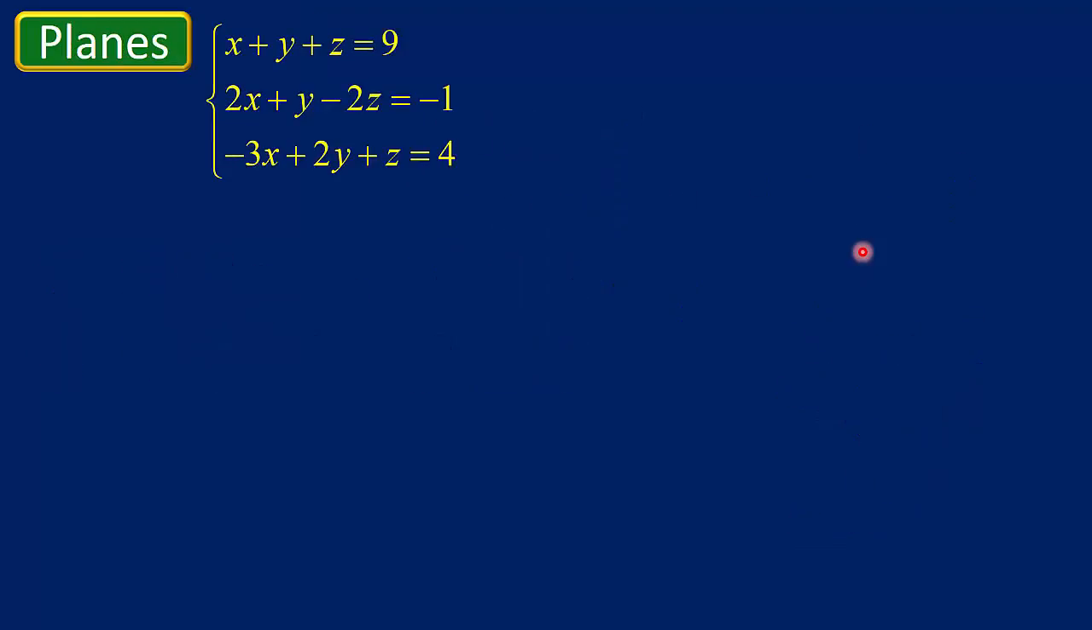Now let's look at planes. Here's a 3 by 3 system. So we don't just have x and y, we have z. So these are 3 different planes. And what we're wanting to do is find that point that all 3 of these planes contain. The one point these 3 planes have in common.